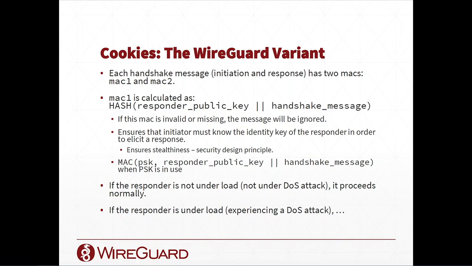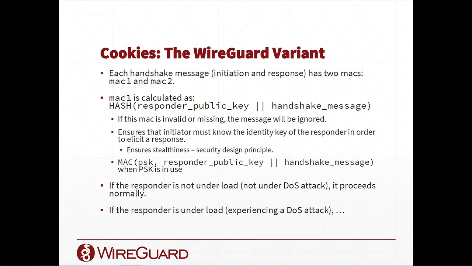So the WireGuard variant builds on top of the DTLS and IKEv2 variant. Each handshake message has two MACs, MAC1, MAC2. And MAC1 is calculated as a hash of the responder's public key and the handshake message. So if the MAC is invalid or missing, then the message is completely ignored. If it's there, then it means that the initiator knows the identity of the responder a priori. In other words, you can't scan for this if you don't already know who you're scanning for. So we maintain our stealth principle.